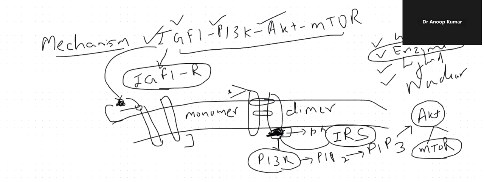And mTOR further is going to make the complex mTORC1. And mTORC1 is particularly responsible for protein synthesis, mitochondrial biogenesis, and so on. And by that, your cell size is going to increase. This is the mechanism. Got it? For clarity, I am going to explain it again step by step.